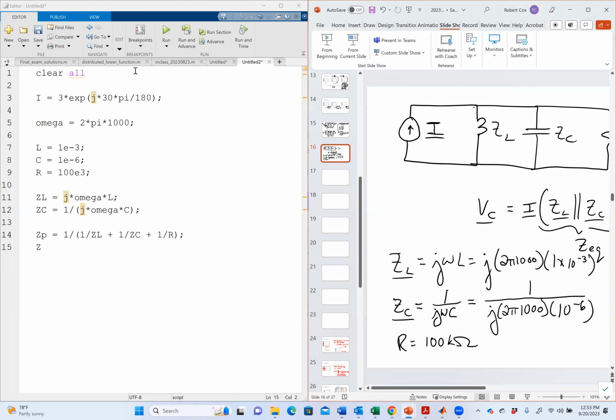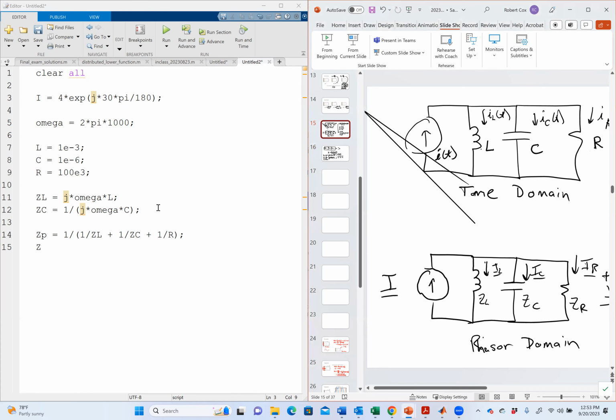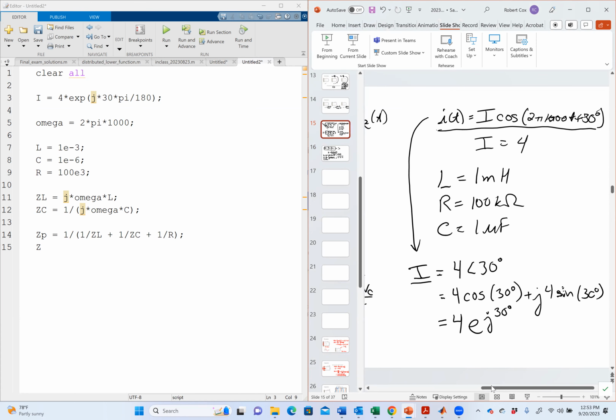What I've done here is define the phasor for the current. I equals 4 times, and notice what I did here. Let's compare this with the expression here. Here was the expression for the phasor: 4e to the j 30 degrees, so 4 angle 30 degrees. The way I enter that into MATLAB is what you see on line 3 on the left. I did 4 times exp, which is the formula we use. What's going on here? I have j times 30 times pi over 180. What is that?